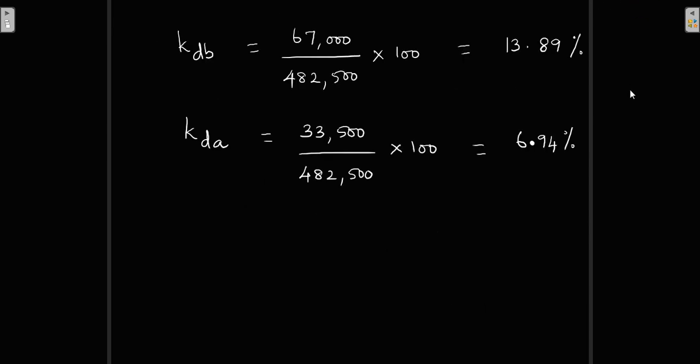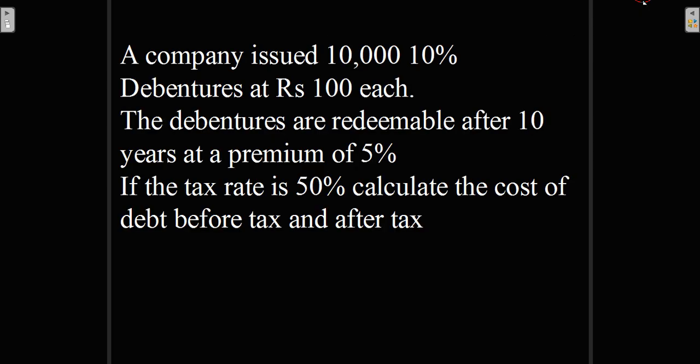So the cost of debt before tax is 67,000 divided by 4,82,500, which will give you 13.89%, and cost of debt after tax is 6.94%. Now let's see one more example under redeemable debt.